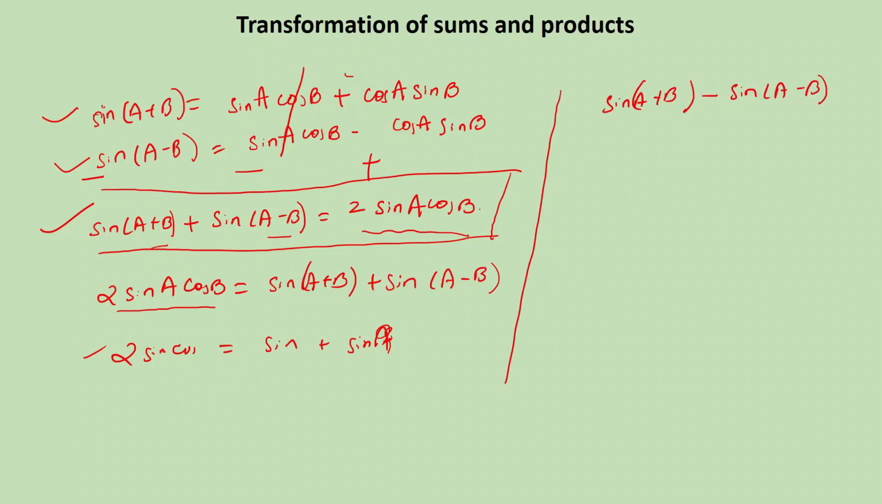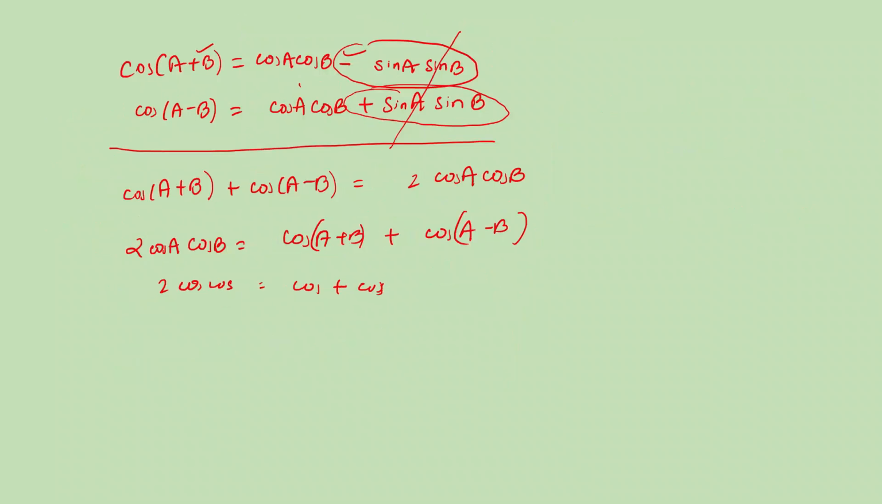You remember you tried out elimination methods for solving equations. It's just the same thing. Sine a plus b minus sine a minus b is equal to 2 cos a sine b. And again, try to remember it in the reverse order. 2 cos a sine b is sine a plus b minus sine a minus b. So what you have to remember is this: 2 cos sine is sine minus sine. So 2 sine cos is sine plus sine, but if it is 2 cos sine, then it is sine minus sine.